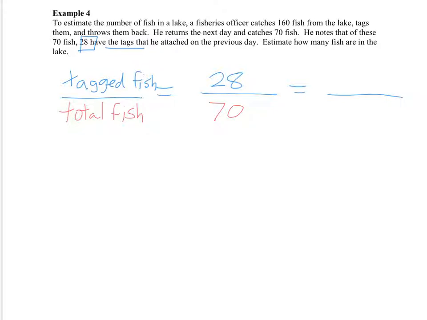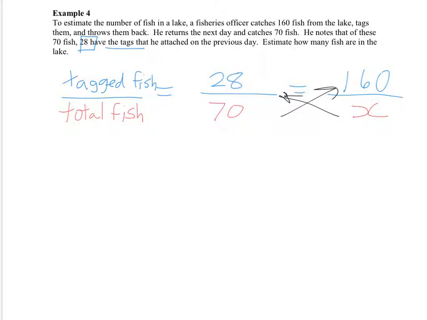Okay, now going over to our last section over here, we have to go back to the beginning and say, to estimate the number of fish in a lake, a fisheries officer catches 160 fish from the lake and then tags them. So every single one of those fish that he caught, he tagged. So those are tagged fish, so tagged goes on top. So 160 fish up top. And then the question is asking how many fish are in the lake, because it's impossible to know just by looking at a lake, but we can estimate it based on his tags. So total fish is on the bottom, and now we're into our cross multiplying.